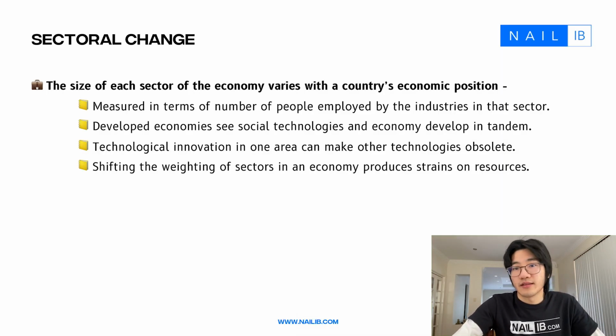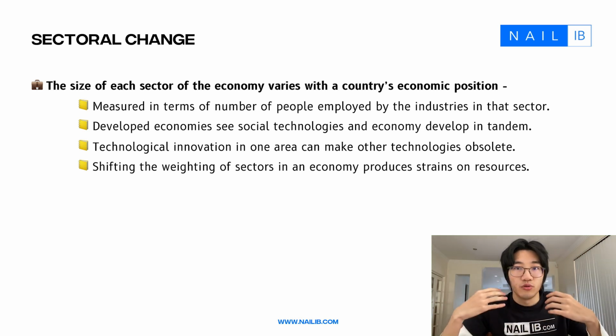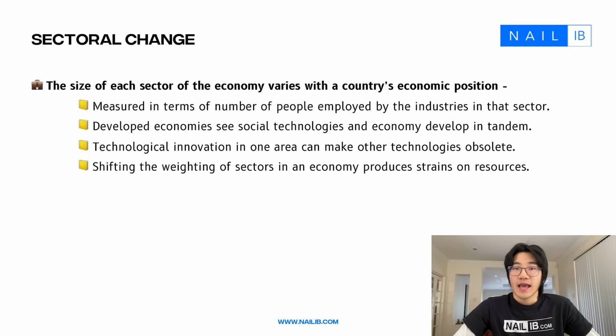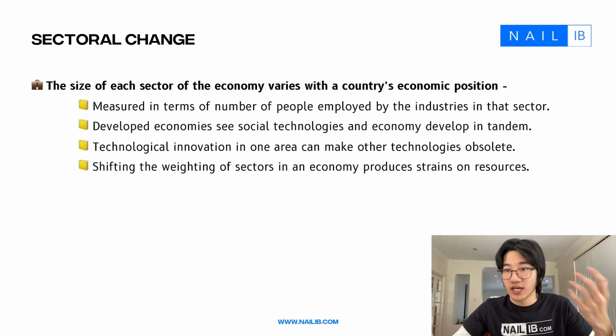And so to make a start, the size of each sector of the economy will typically change because countries will grow and develop. And economists usually measure the size of each sector in terms of the number of people employed in that sector. A common trend we see is that more developed economies typically see social technology and the economy develop in tandem. They develop together. What that means is that as the economy develops, social technology improves. And as social technology improves, the economy develops. It creates a sort of cycle.